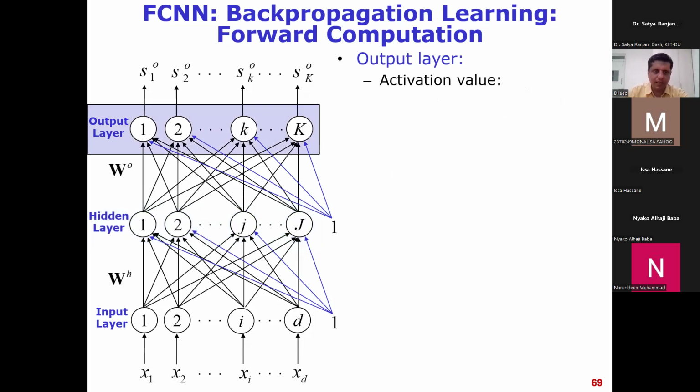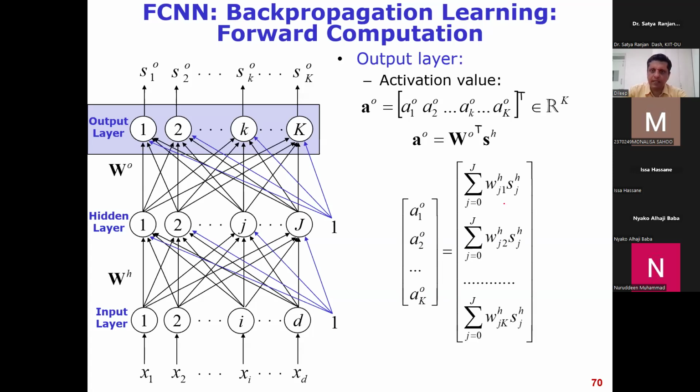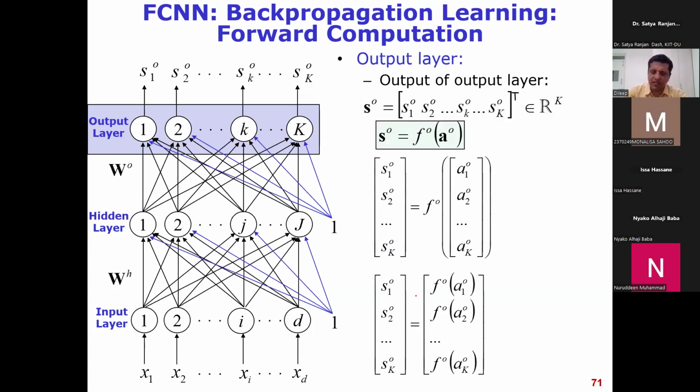Now on the output layer side, the activation values at the output layer are A1O, A2O up to AKO. This is the weighted sum where the output of the hidden layer acts as input to the output layer, along with the weights from the hidden to the output layer. The number of such weighted sums equals the number of neurons in the output layer, and that gives the activation values associated with each of the output neurons. The activation function is then applied to these values.